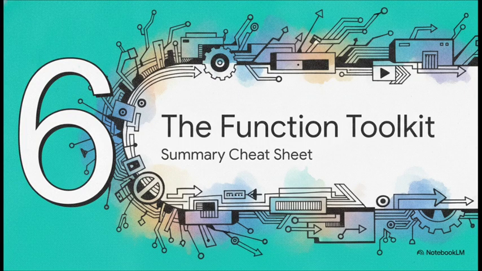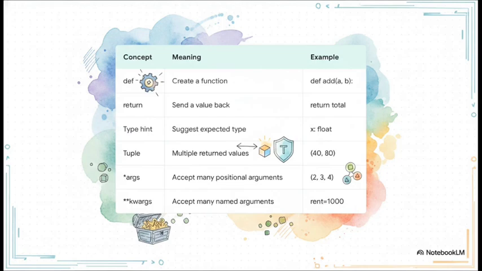Section 6. The complete function toolkit. We have covered a tremendous amount of ground here, moving from basic structures all the way to highly dynamic input handling. I highly encourage you to screenshot this toolkit right now. This is basically your ultimate cheat sheet for everything we've just learned. We have def to actually create the function. We have our crucial return keyword to send a value back out. We've got type hints to cleanly suggest expected data types to other programmers and to your editor. We have tuples, showing how Python handles multiple returned values in parentheses.